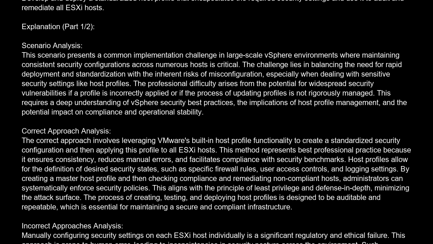This method represents best professional practice because it ensures consistency, reduces manual errors, and facilitates compliance with security benchmarks. Host profiles allow for the definition of desired security states, such as specific firewall rules, user access controls, and logging settings. By creating a master host profile and then checking compliance and remediating non-compliant hosts, administrators can systematically enforce security policies. This aligns with the principle of least privilege and defense in depth, minimizing the attack surface. The process of creating, testing, and deploying host profiles is designed to be auditable and repeatable, which is essential for maintaining a secure and compliant infrastructure.